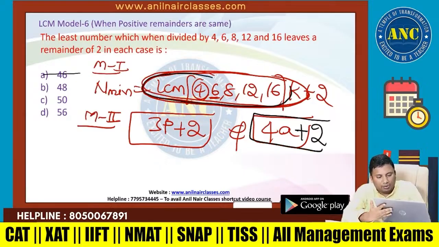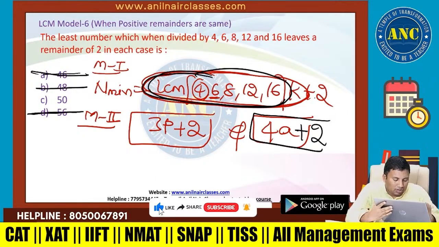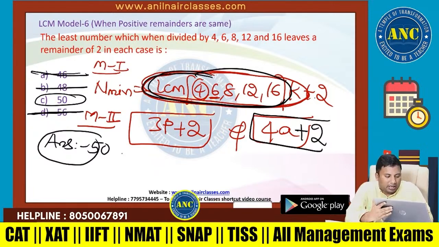This is divisible by 4 plus 2. This is divisible by 3 plus 2. This is divisible by 3. This is 3 into 15 plus 1, so this is out. 4 into 14, these are out. Only answer is 50. Again I am explaining.